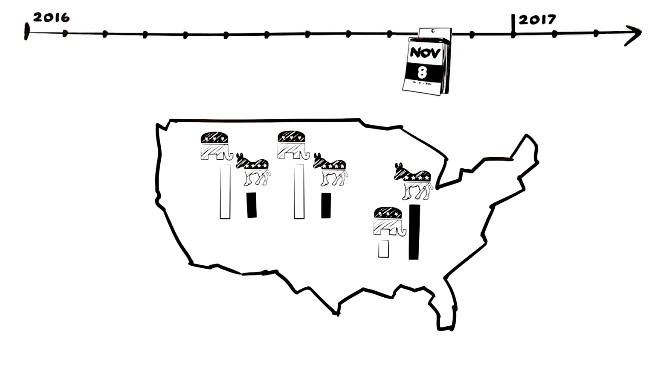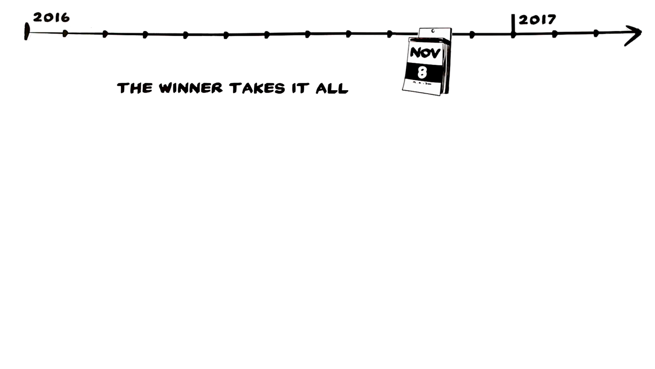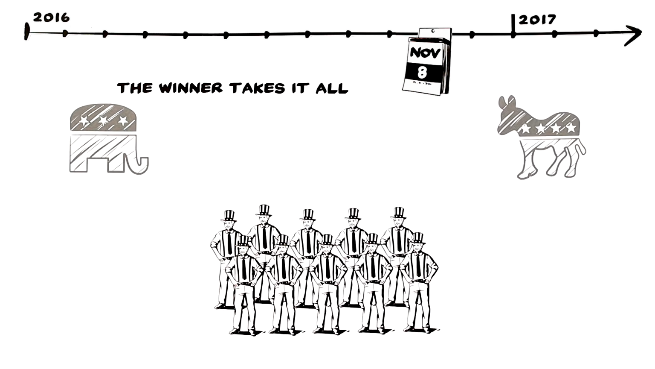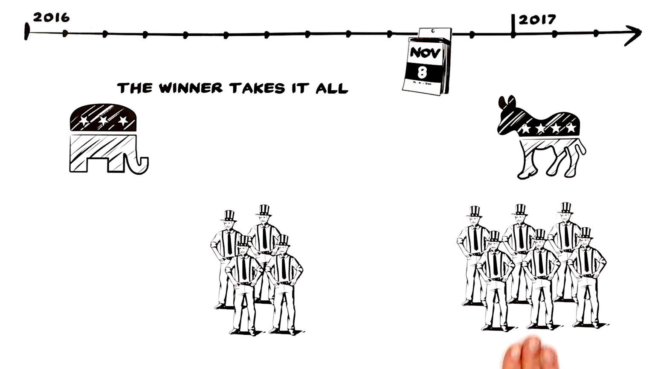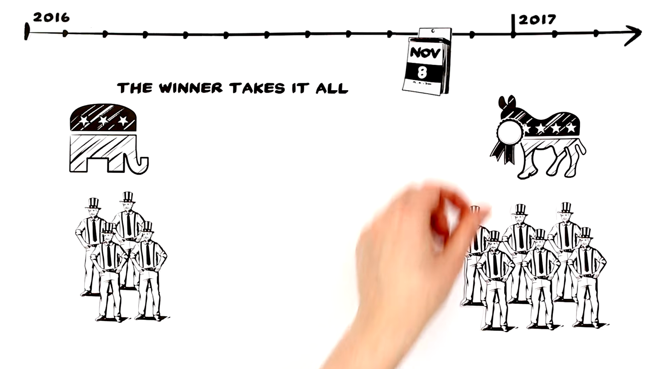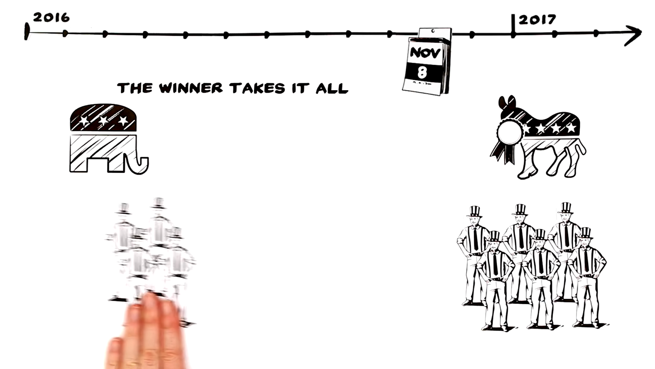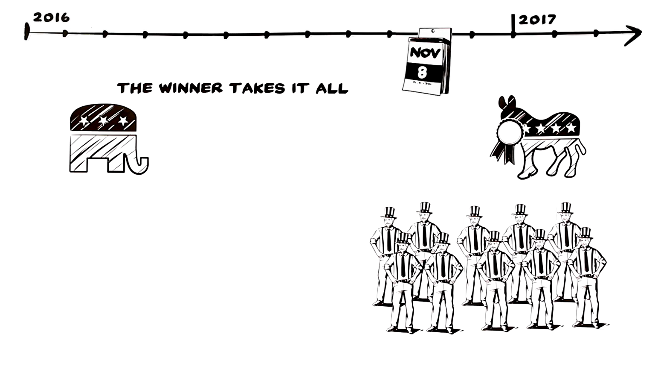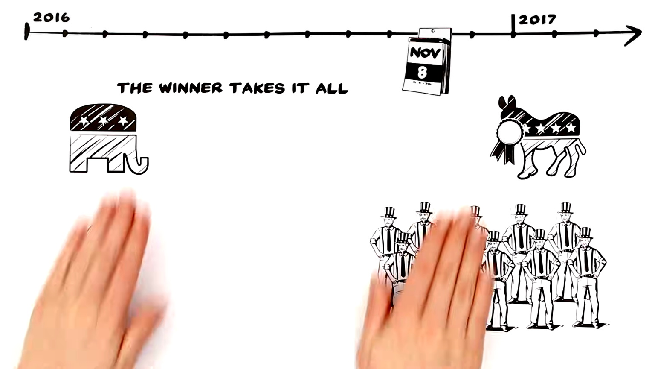But these cannot simply be assigned to the presidential candidates because almost all states apply the principle, the winner takes all. Let's assume that a state has 10 electors. 6 of these support a Democrat and 4 support a Republican. In this case, the Democratic candidate has won the election in this state and takes all 10 electors, leaving the Republicans empty-handed. The winner of a state really does take it all.